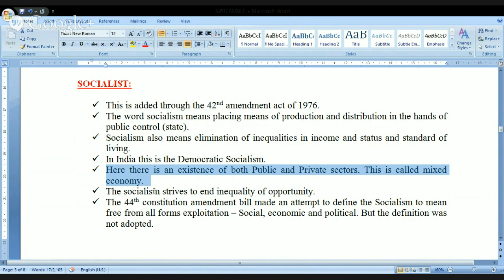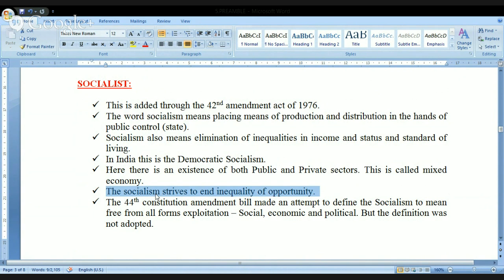And if you come to the last one here, socialism also strives to end inequality of opportunities. Previously, the opportunities were provided only to certain sections of the society. They are considered to be the privileged sections of the society. But later, once the concept of socialism came into the picture, it strives to end inequality of opportunity, meaning every person should be provided with equal opportunities. That is the meaning of socialism.